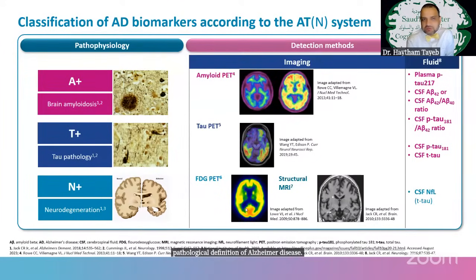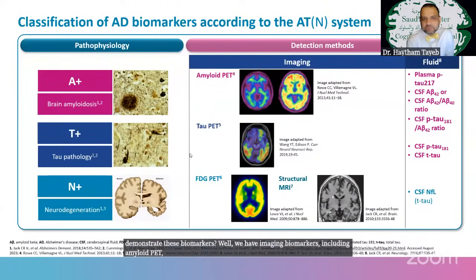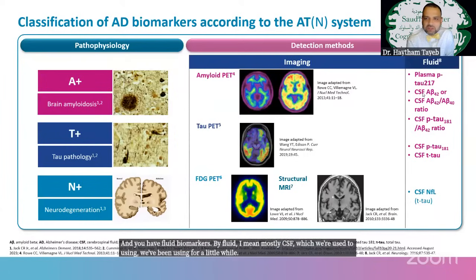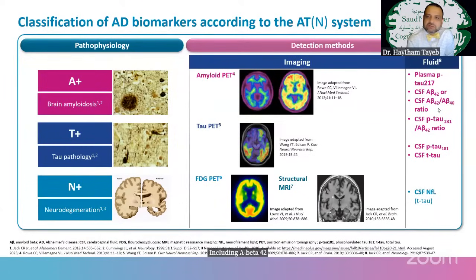How do we demonstrate these biomarkers? Well, we have imaging biomarkers, including amyloid PET, tau PET, and for neurodegeneration, you have FDG PET and atrophy detected on the MRI. And you have fluid biomarkers. By fluid, I mean mostly CSF, which we've been using for a little while, including A beta 42 in the ratio to A beta 40, and then phospho-tau related indices, and there's neurofilament light chain for neurodegeneration.